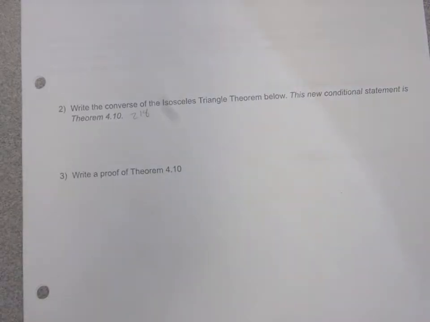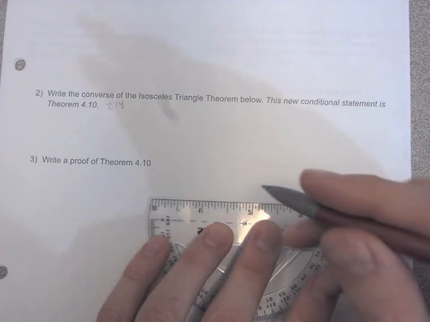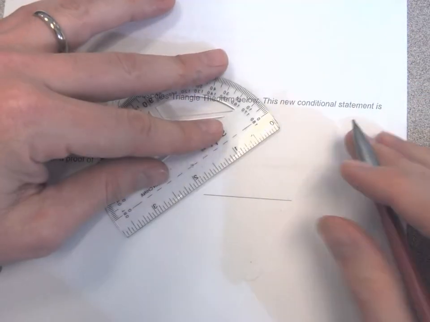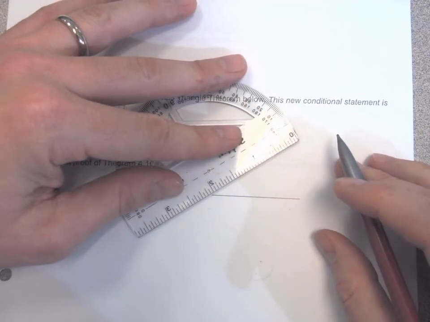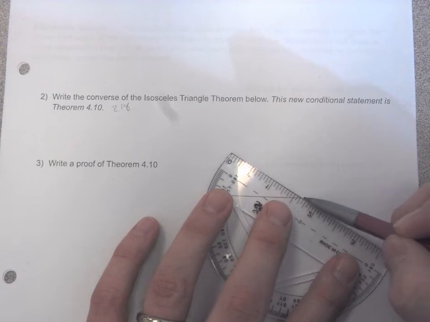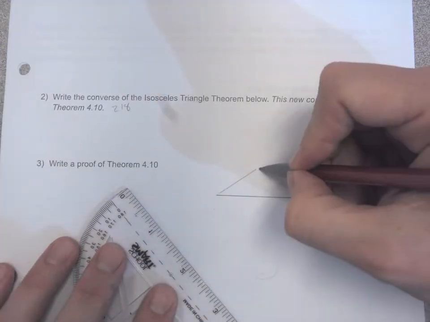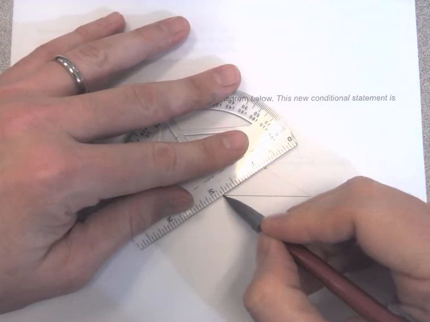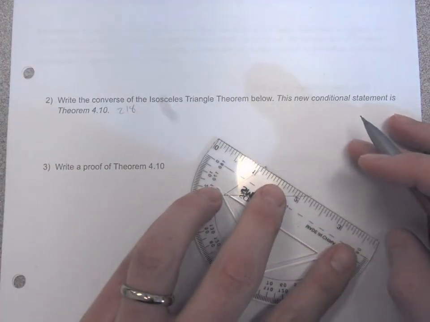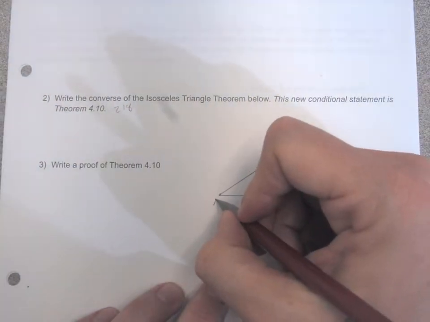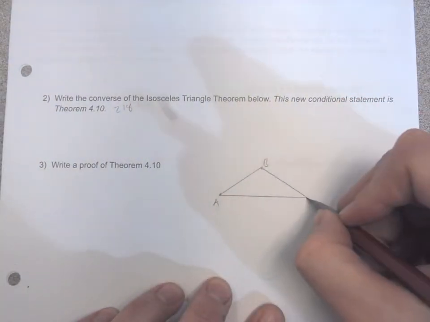And actually, we don't know it's isosceles yet, but we're going to draw one that looks isosceles. We're actually going to prove that it's isosceles in a second. So let's start with something like this. Doesn't have to be perfect, but I'm just trying to make it look kind of isosceles here. Okay. I'm going to label the points, and you can label them however you want.